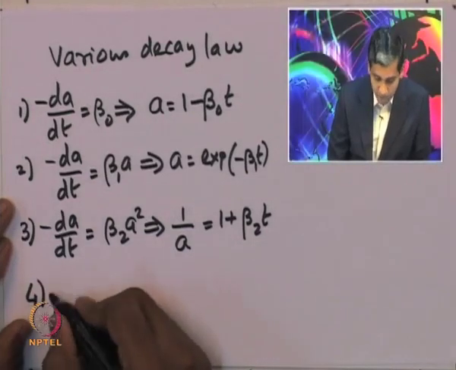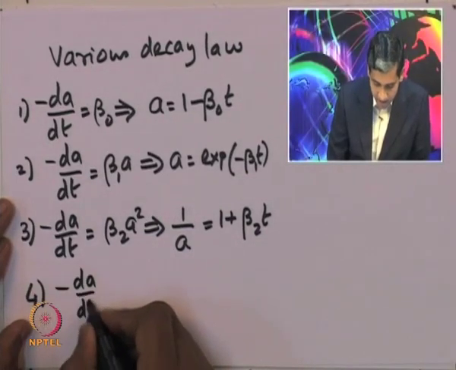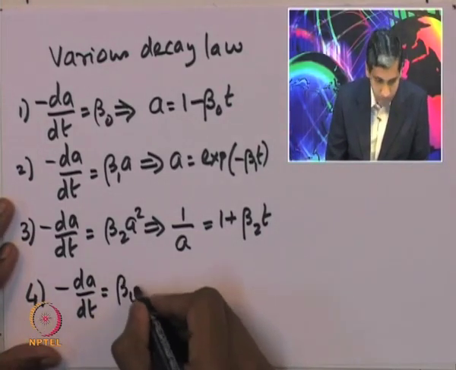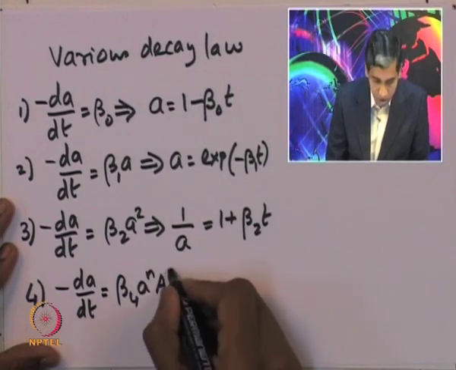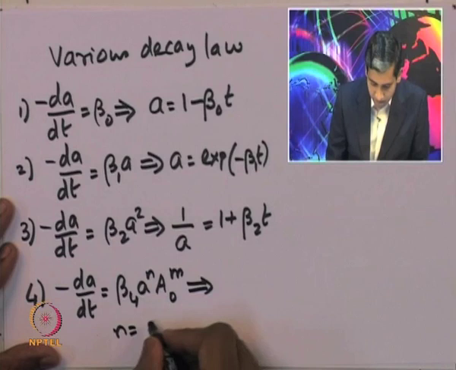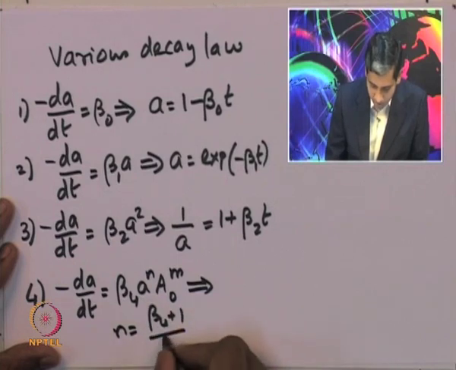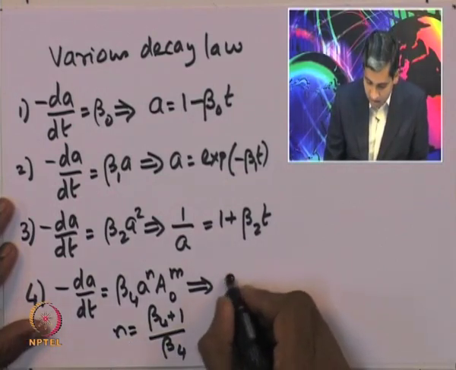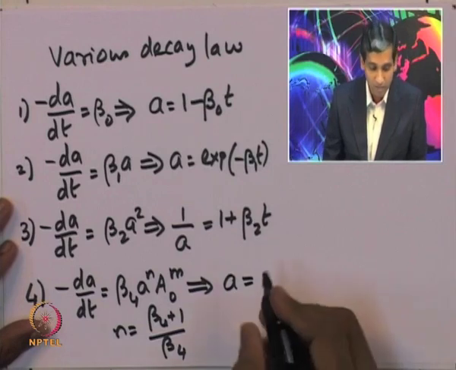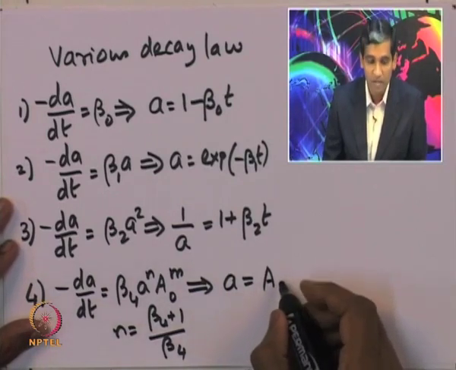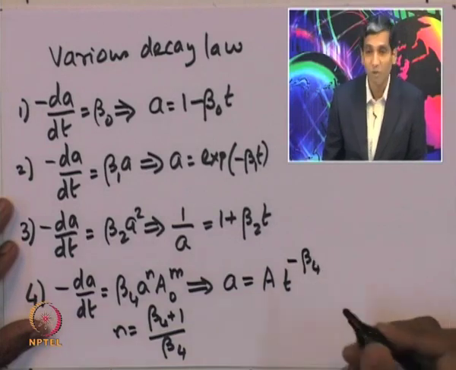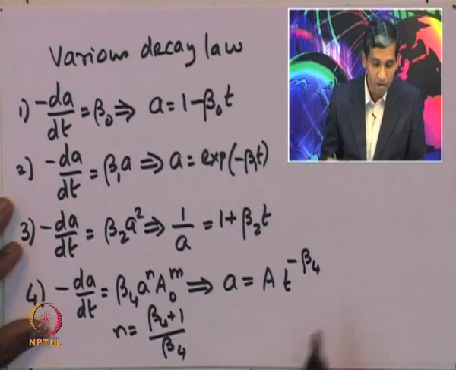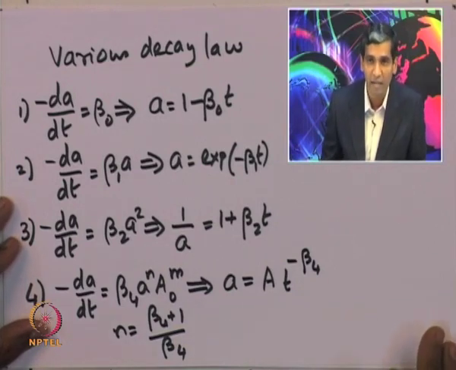And then the fourth class of deactivation kinetics is basically a power law behavior, where the rate is beta 4 to the power of n into A to the power of m, where n is given by beta 4 plus 1 by beta 4. So, that is the exponent, and on integration one gets an expression for A, which is basically some constant into t to the power of minus beta 4. So, it behaves like a power law of time. Okay. And this has been observed for cyclohexane aromatization on nickel aluminum catalyst.